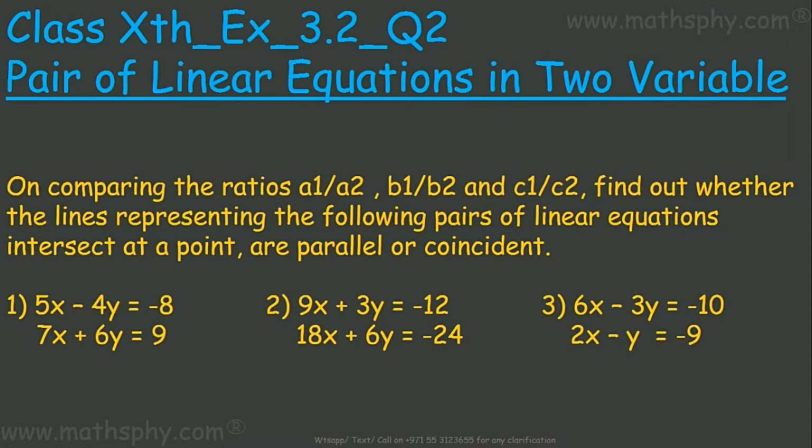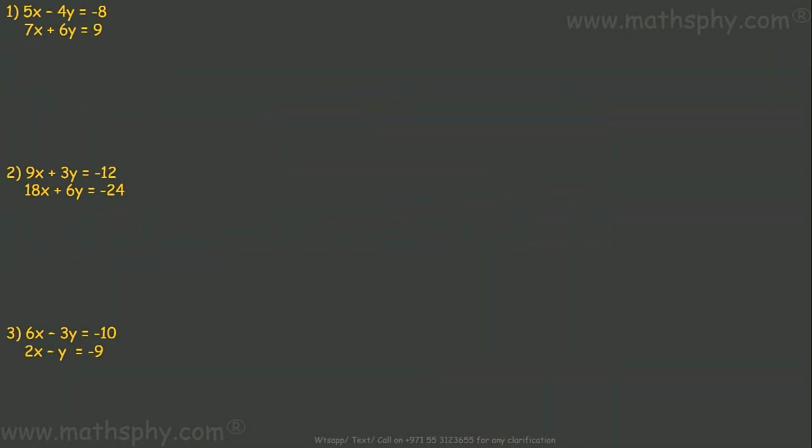This question says, on comparing the ratios a1 over a2, b1 over b2 and c1 over c2, find out whether the lines representing the following pairs of linear equations intersect at a point, or are parallel, or are coincident lines. We have these three pairs of linear equations. We have to find out through these ratios, when we plot these equations on the graph, whether the lines will be intersecting, parallel, or coincident.